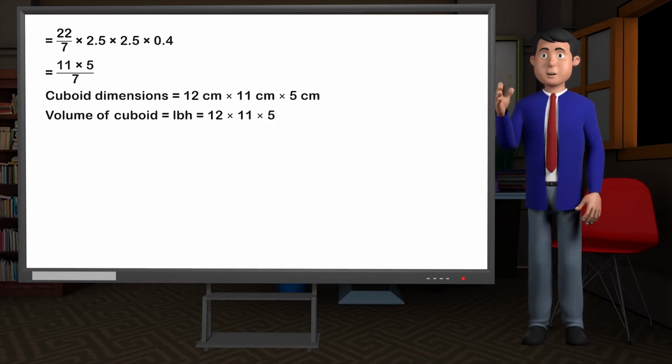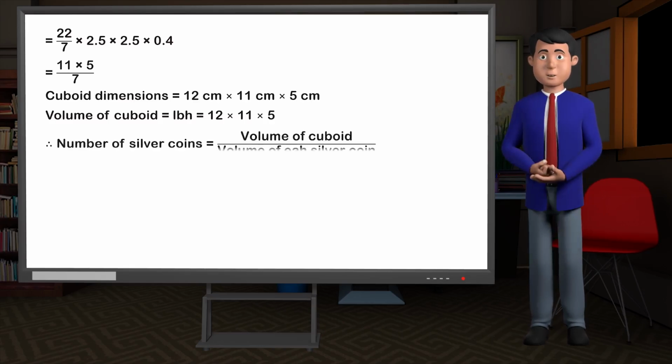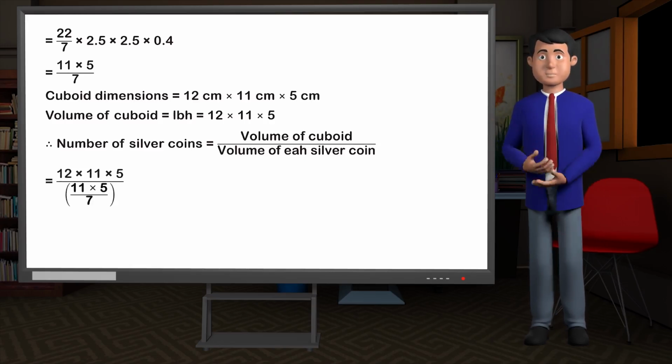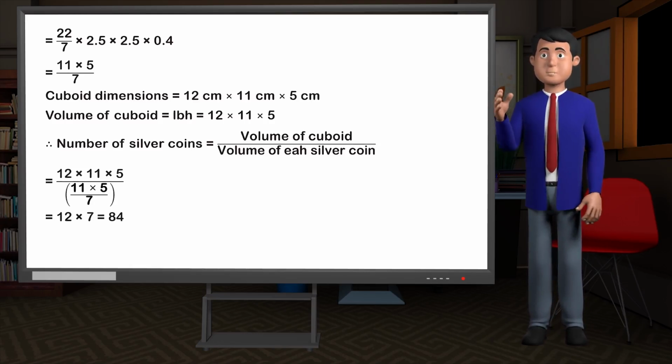So, volume of cuboid is equal to number of silver coins into volume of each silver coin. Therefore, number of silver coins is equal to volume of cuboid by volume of each silver coin, that is equal to 12 into 11 into 5 divided by 11 into 5 by 7, that is equal to 12 into 7. That is equal to 84.